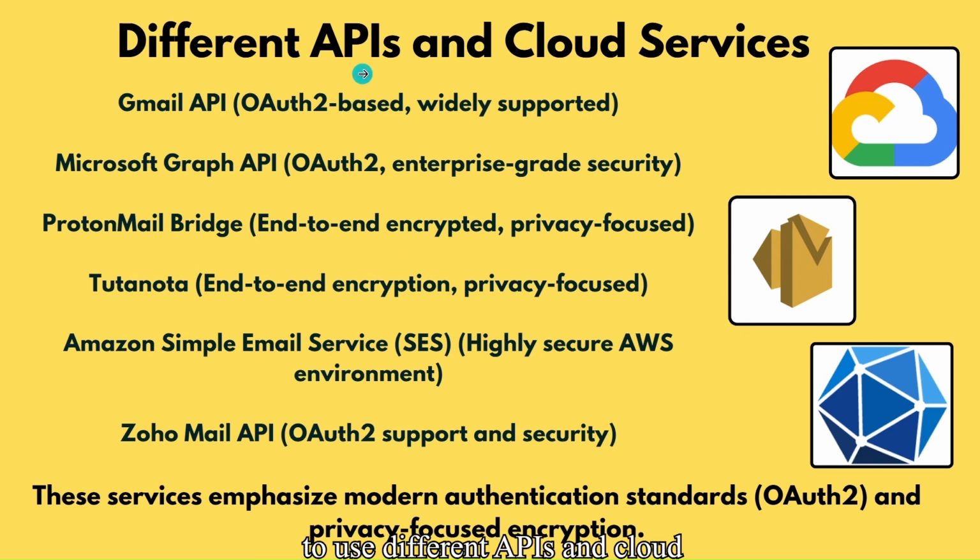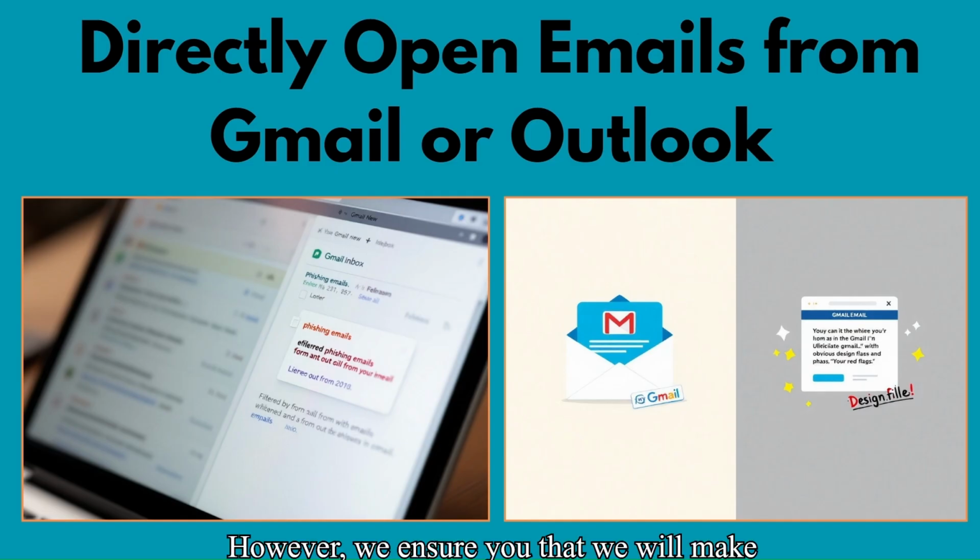That's why we decided to use different APIs and cloud services such as Google Cloud, MS Graph, and Amazon SES. However, as we were short of time and also we needed to post our personal banking details onto these cloud services, we couldn't build a perfect prototype. However, we assure you that we will make a perfect website which will directly open our emails and detect whether they are phishing or not during the main hackathon event.